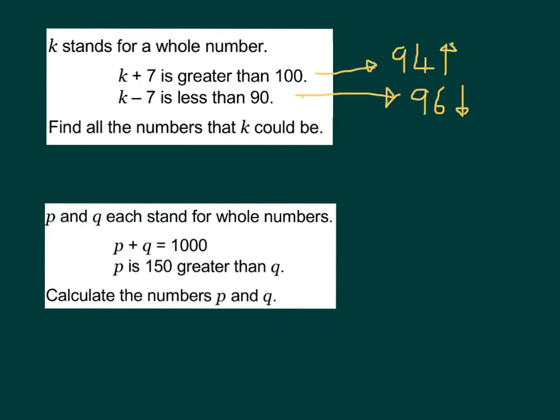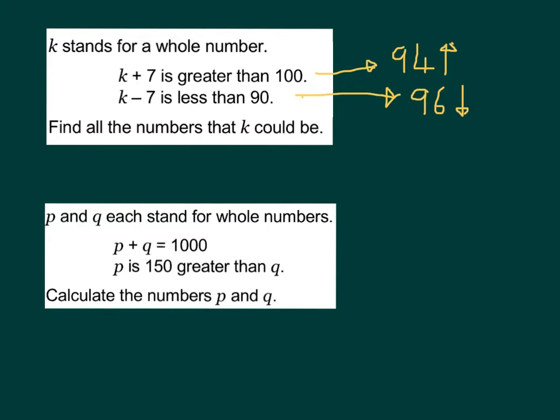For that first question, we have to look at the statement separately. K plus 7 is greater than 100. That means the smallest k can be is 94. It could be 94 or above. If it was 93, then k plus 7 wouldn't be greater than 100.